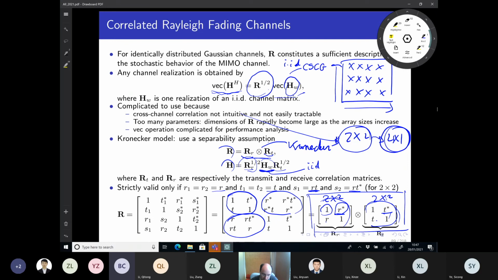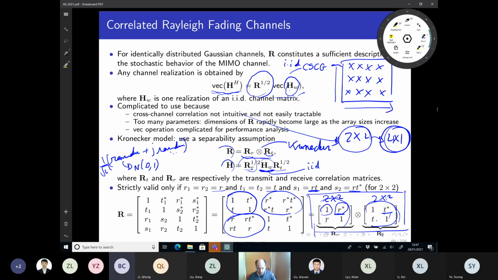Probably you have seen this in how you generate this in class 1 already. If you do rand n plus j rand n, you're going to get a circular symmetric complex Gaussian random variable. Those two will be independent from each other, and you may have to normalize by square root of 2 in order to have the variance equal to 1 here. By default, this will be a normal 0, 1 in MATLAB. So you can use that to generate vectors, and from there obtain your matrices.